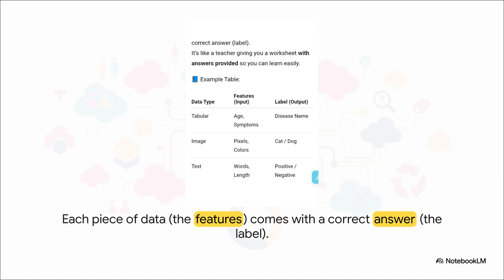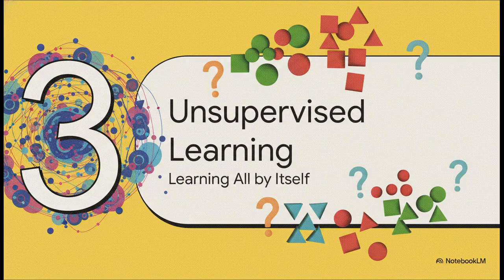And then on the far right, you've got the corresponding label, the correct answer, like disease name. Every single example is perfectly paired with its correct output. This is what you use when you know exactly what you're looking for, like diagnosing a specific illness. So what happens when there's no teacher in the room? No answer key to study from? Well, that brings us to unsupervised learning.